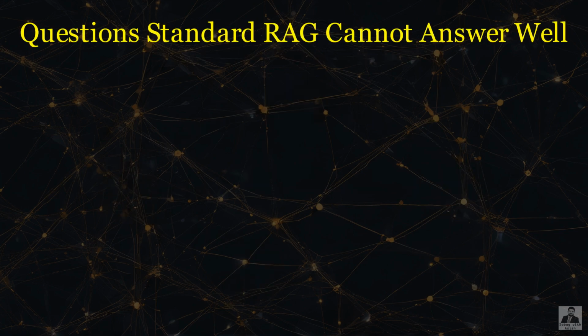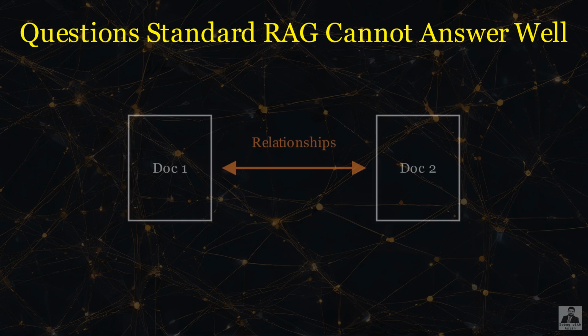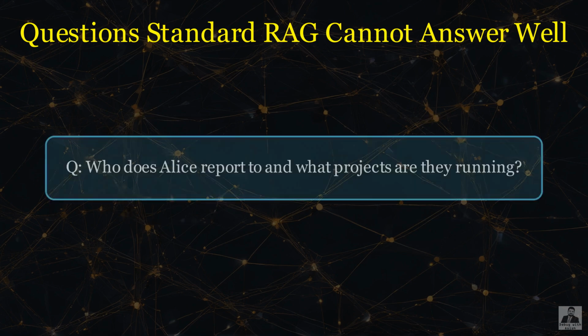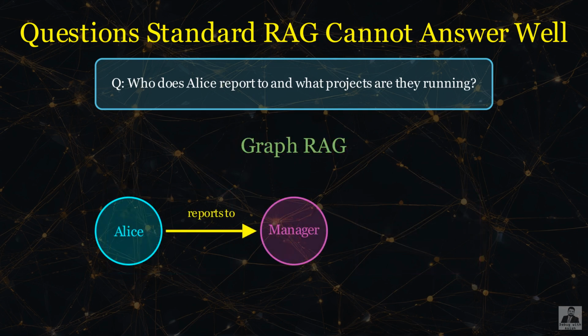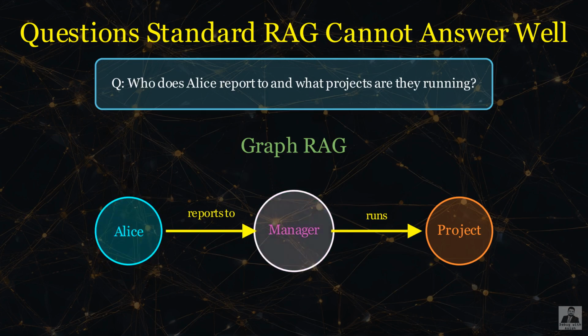There is a class of questions that chunk-based retrieval handles poorly, questions that require following relationships across documents. Who does Alice report to and what projects are they running? Standard RAG finds the Alice chunk and the manager chunk separately, but has no representation of the manager's relationship between them. GraphRAG stores Alice, the manager, and the manager's edge as first-class objects. Traversing one hop from Alice directly surfaces the manager and all their associated data.